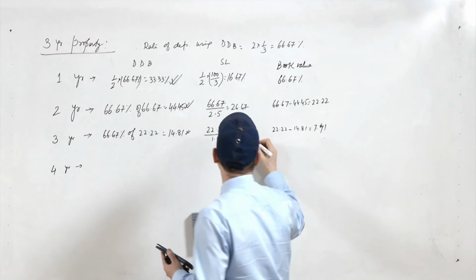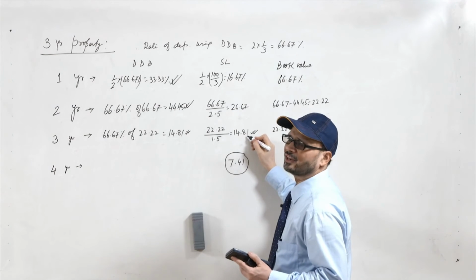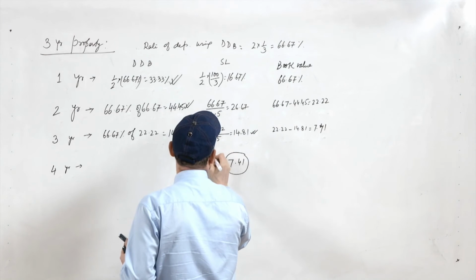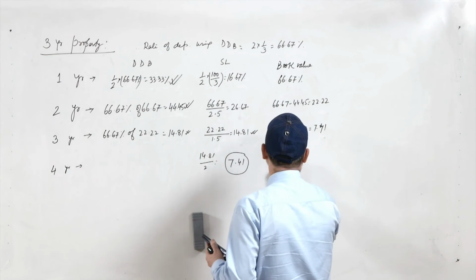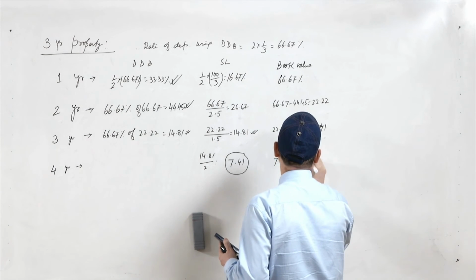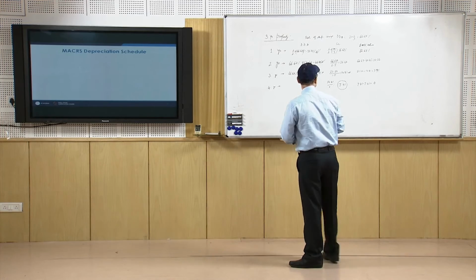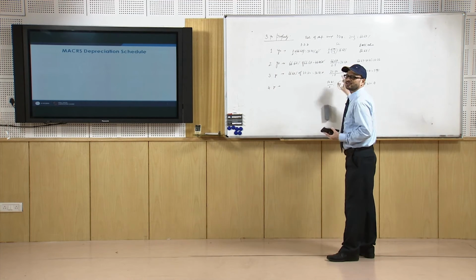Now, this 7.41, since it is a half year convention, in the fourth year the 7.41 will come here, because the rate is now 14.81. So, 14.81 at this rate for half year comes out to be 7.41, and so in this year end you will have value as 0. So, this is how you compute the depreciation charges during the different years.